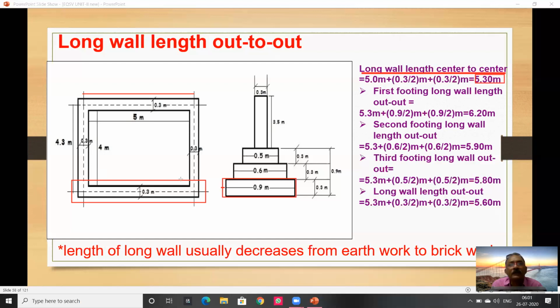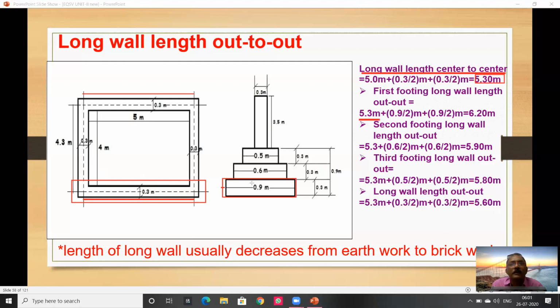First footing, if you see the plan, it is like this. For this plan, out to out, how do we calculate center to center? What is the value of center to center? Here, 5.3 meters. Okay, this is calculated. How is it calculated? Clear dimension 5 meters plus half of this wall width and half of this wall width, so you get 5.3 meters.